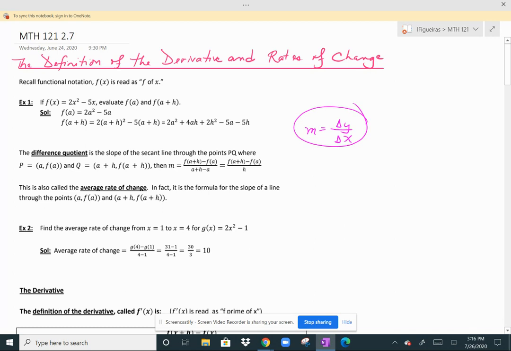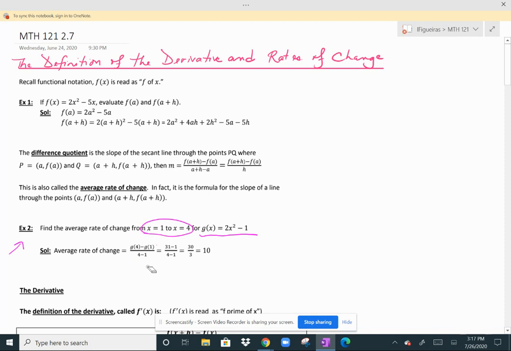Okay, so let's find the average rate of change from x equal to 1 to x equal to 4 of this quadratic function g of x equal to 2x squared minus 1. So remember, change in y means that's when you're substituting in the x values in for the function. So you always are subtracting the y values, in this case the g of x values, and in the denominator you should be subtracting the x values. So I have to evaluate g of 4 and g of 1 and subtract them. And in the denominator you're subtracting the x values, so I have 4 minus 1.